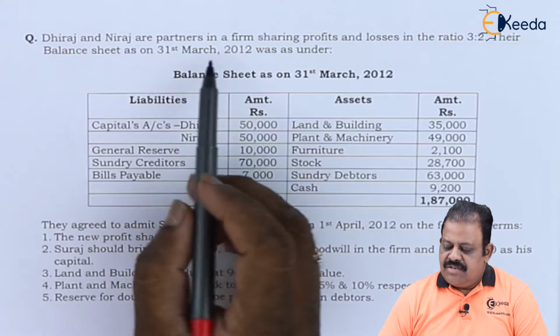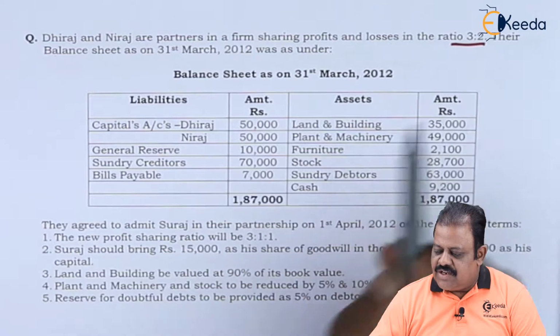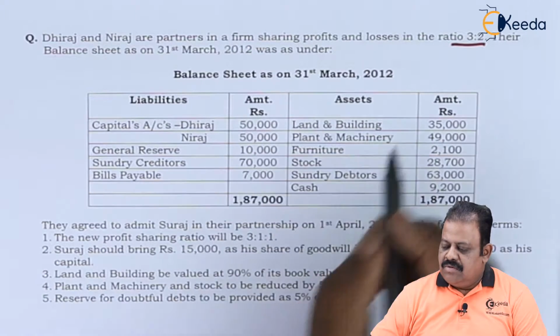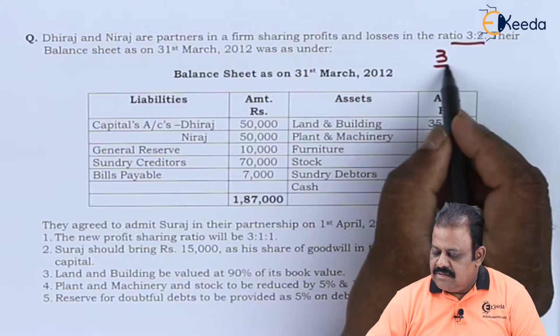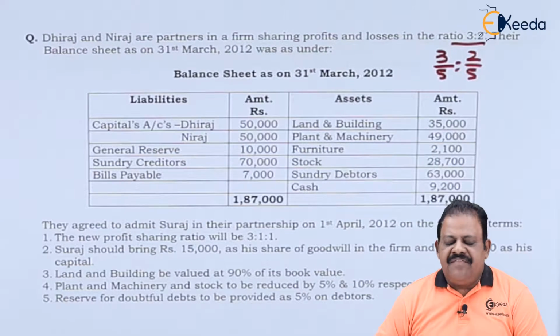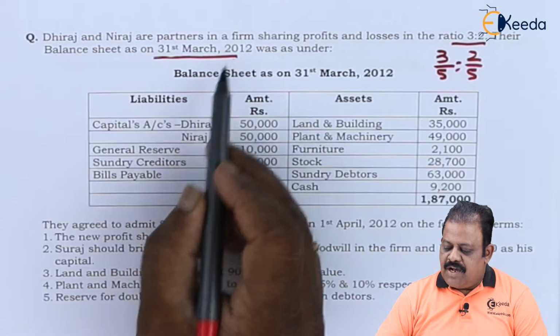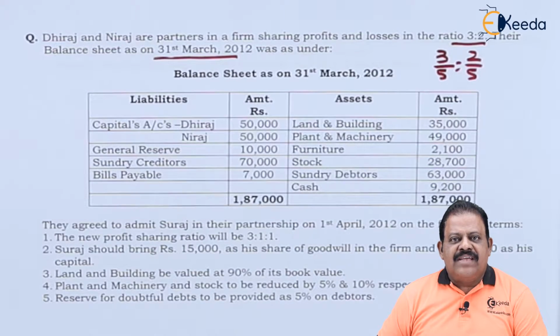Dheeraj and Neeraj are partners in a firm sharing profits and losses in the ratio of 3:2. That is 3/5, 2/5. Their balance sheet as on 31st March 2012 was as under.